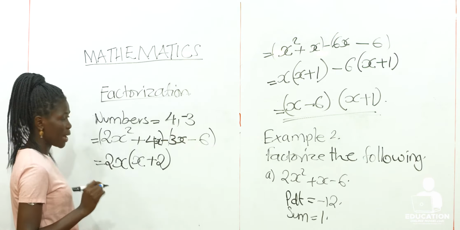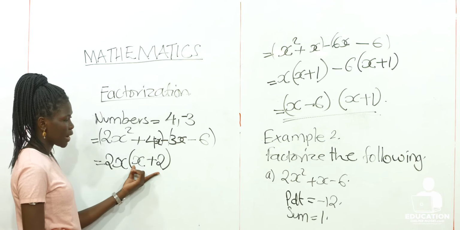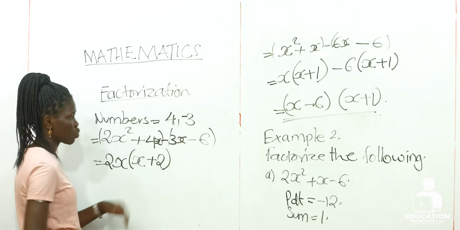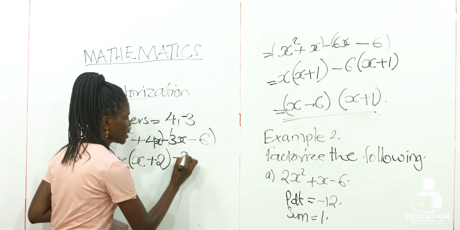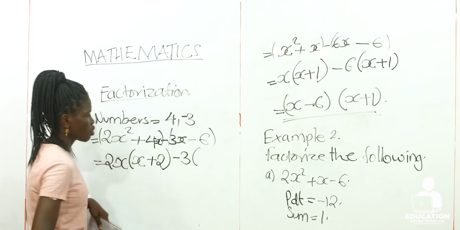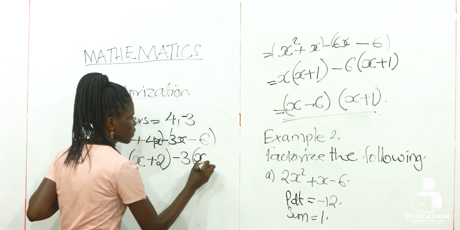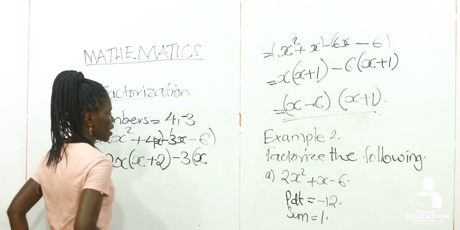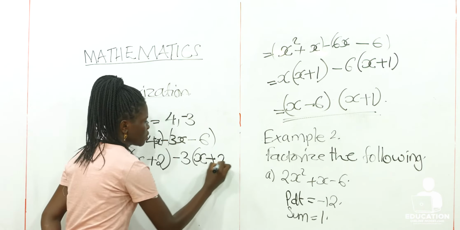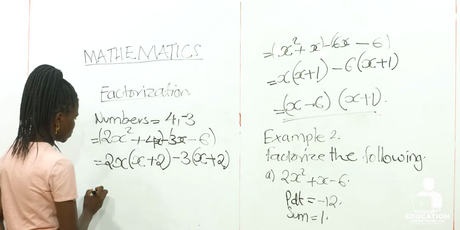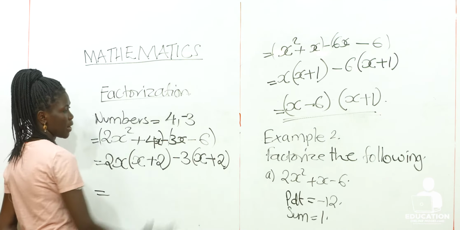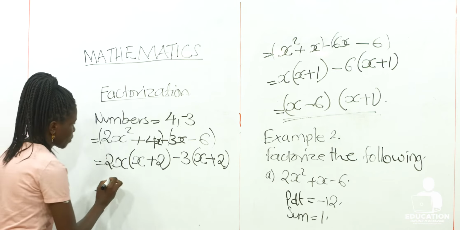But since both of them are negatives and we require our second bracket to have a value just like the first one, we're going to factor out negative 3. So we shall have negative 3x divided by negative 3 to give us positive x. Then negative 6 divided by negative 3 to give us positive 2. After seeing that the two brackets are the same, then we are progressing well.